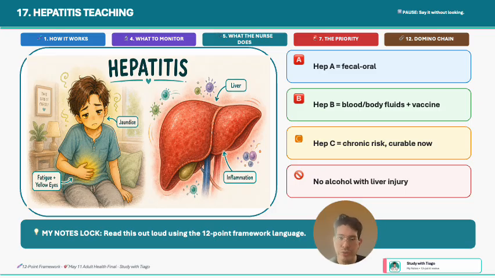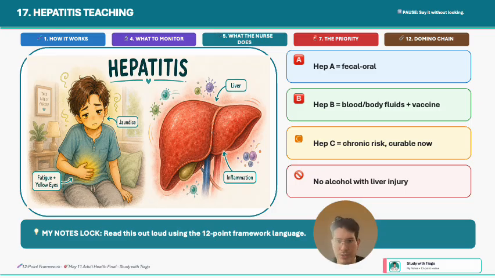The patient should understand that household casual contact is not the same as blood and body fluid exposure. For hepatitis C, focus on blood exposure precautions, not sharing needles, or personal items that may have blood. Screening, follow-up, and treatment adherence as prescribed.